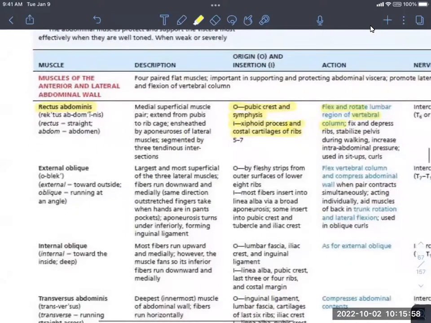We have external oblique muscles. Those external oblique muscles originate at the last 8 ribs, and they will insert at the linea alba, the pubic crest, and iliac crest.